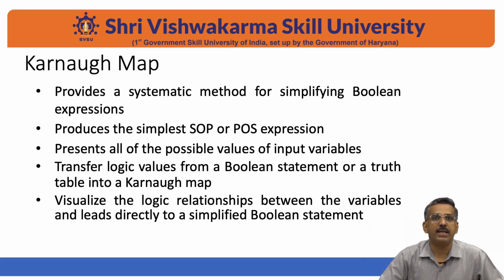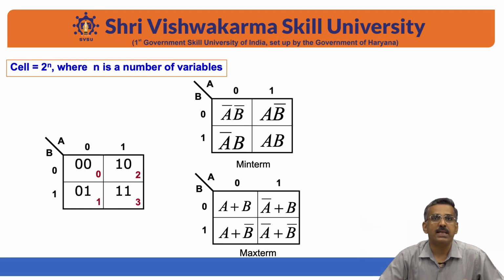A K-map is designed by the use of cells. The cells are nothing but positions of the values 0 and 1, according to the number of variables used for the digital circuit. If the number of variables is n, the total number of cells will be 2 raised to power n. As I was saying, it is better to use the K-map method for at most 6 variables.